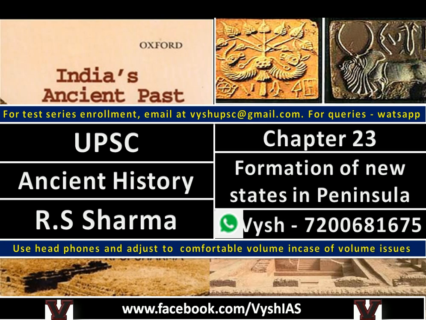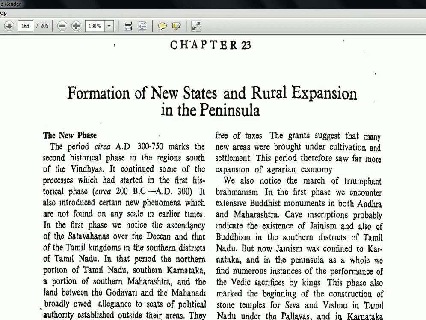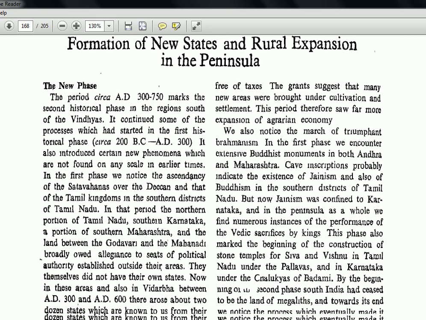Okay. So we'll see chapter number 23, formation of new states and rural expansion in the peninsula. So if you see the timeline here, 300 to 750 AD is how they began. Okay, so 300 to 750 AD marks the second historical phase in the regions south of the Vindhyas. So Vindhyas, if you have already seen the map of India and all, you know where is Narmada, where is Tapi, where is Vindhya mountains, Satpura mountains and all. So there, like kind of the central line of India, it continued some of the processes which had started in the first historical phase. So they are showing two phases. Okay, one is like 200 to 300 AD, and next is the 300 to 750 AD.